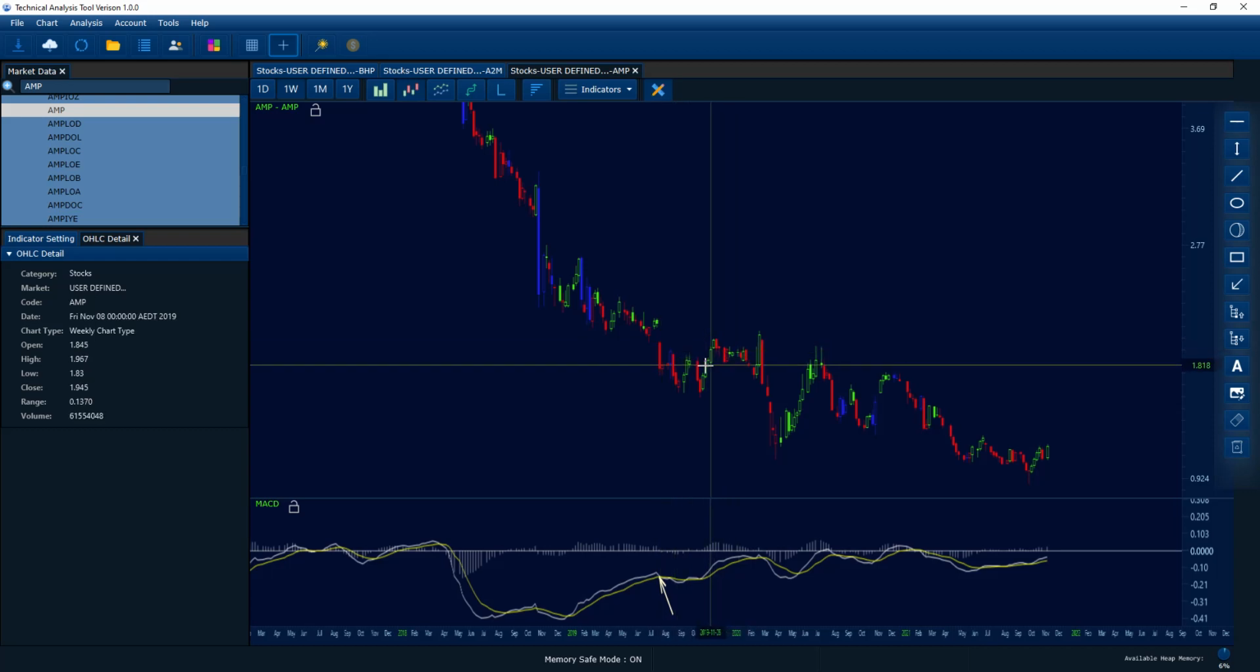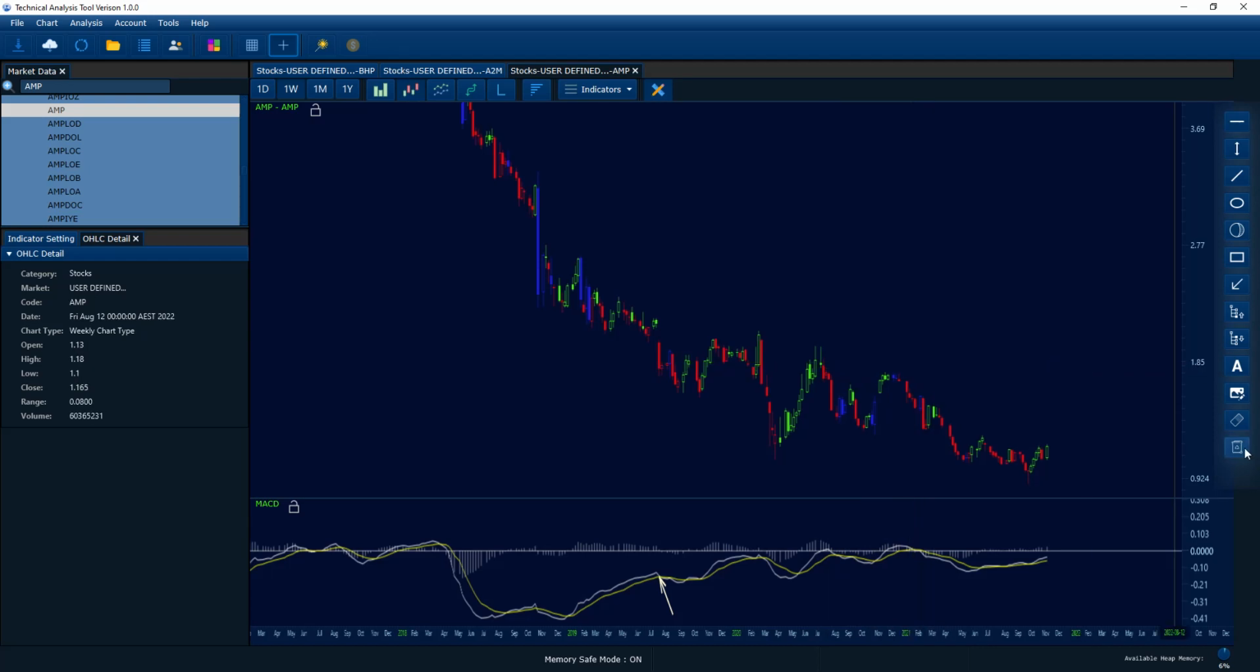Another time is here, when the MACD line once again moves below the signal line, and that's another shorting opportunity. Another time here, and here.